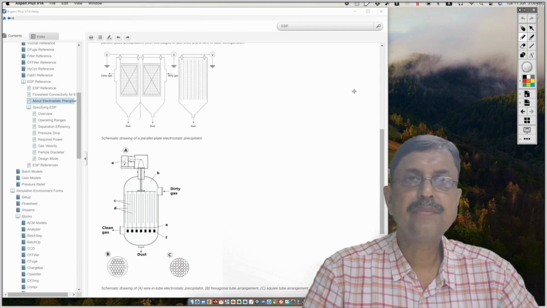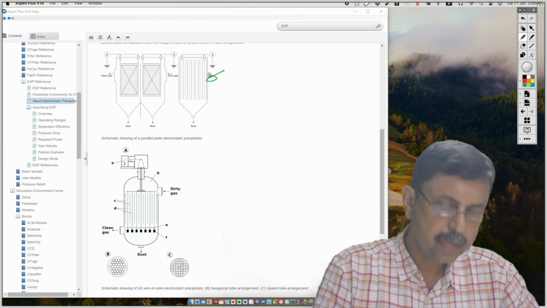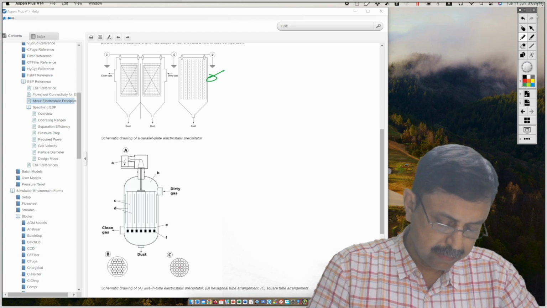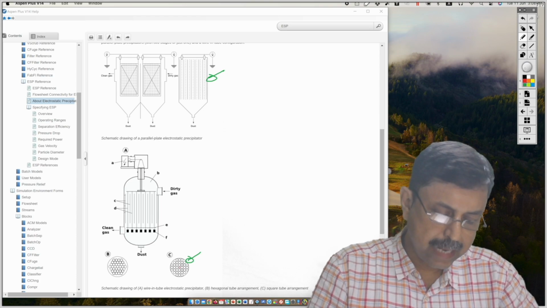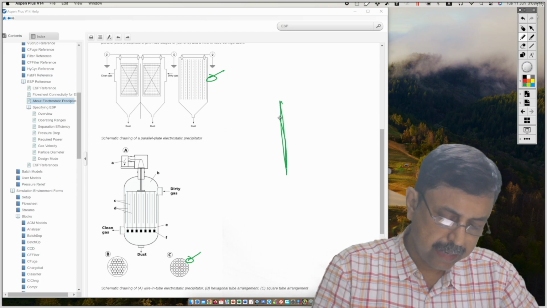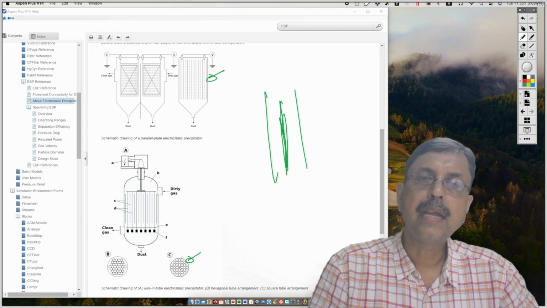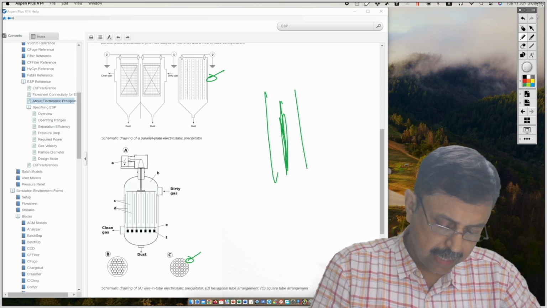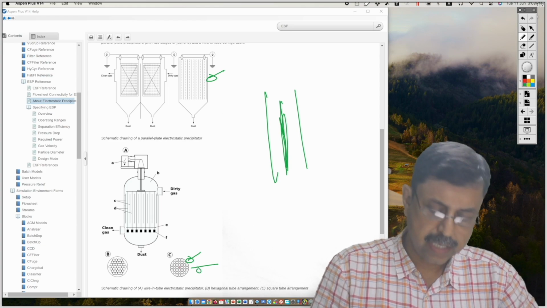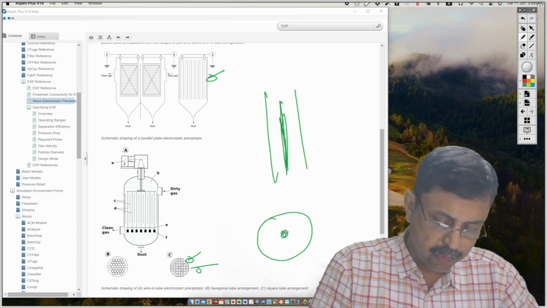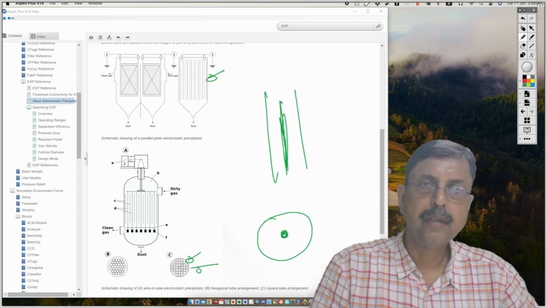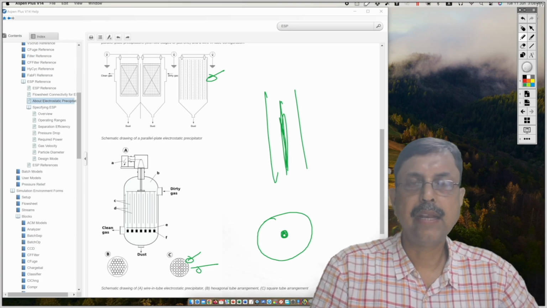Usually there are two types of configurations available for an electrostatic precipitator. One is the plate type configuration, and another is the tube and wire type configuration. In the plate type configuration, there will be an electrode and a collection plate. But in the tube and wire configuration, there will be a tube which will be the collection plate, and there will be an electrode which will dissipate the electrons for ionizing the gas molecules.